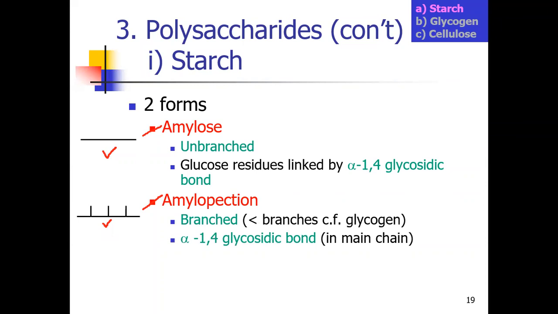Now, amylopectin is branched. So I've shown you here the branch. So this is the main chain here. All right. So this is the main chain. And these 3 are the branched chain joined to the main chain. So these are the branches. They are the polysaccharide chain that form the branches that join to the main chain.